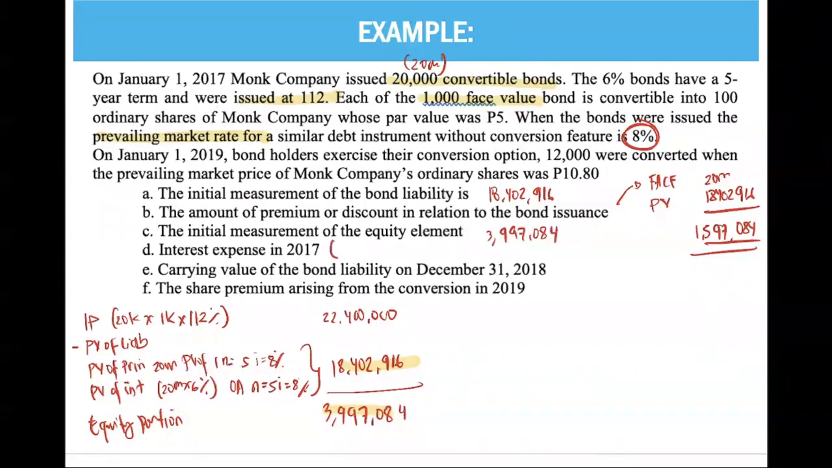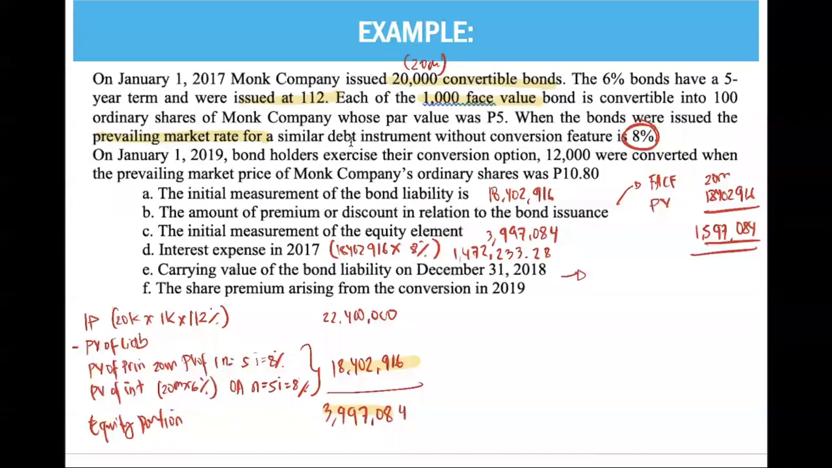Now, for interest expense, of course, it is the same. Whatever you have learned before in your bonds, you will still use it. So if the question is interest expense, that is equal to your initial measurement, 18,402,916, multiplied by your effective interest rate of 8%. So 18,402,916 times 8% will give us 1,472,233.28.